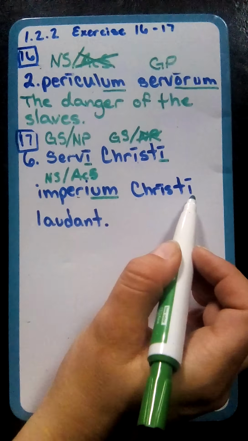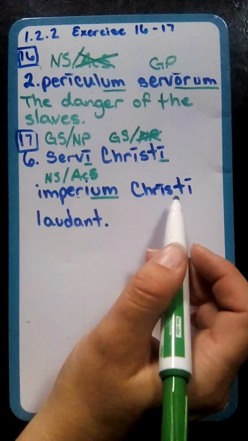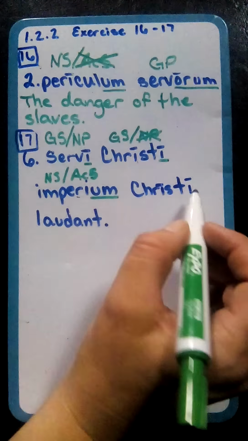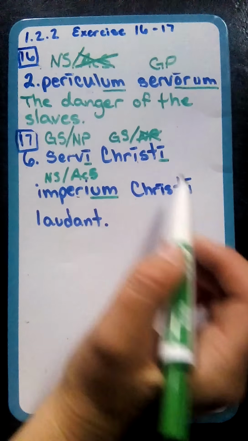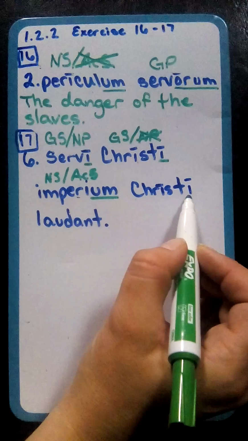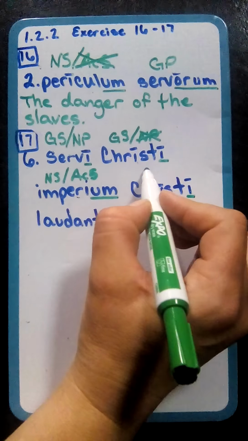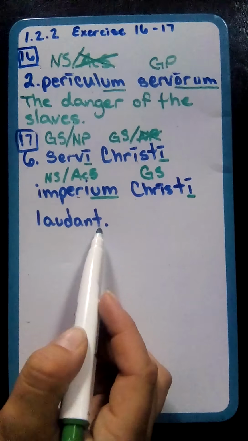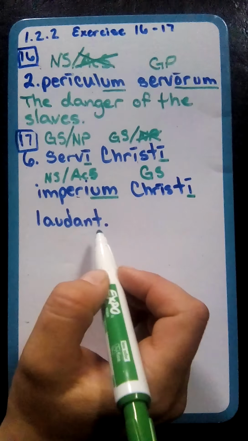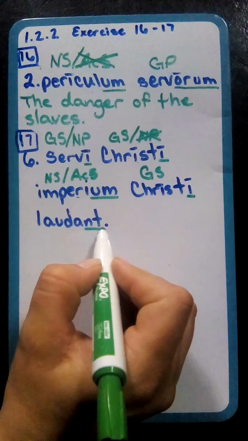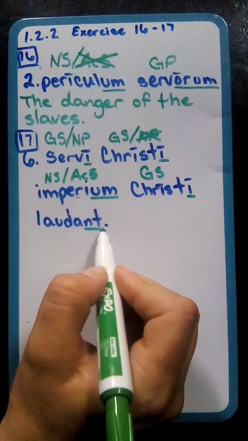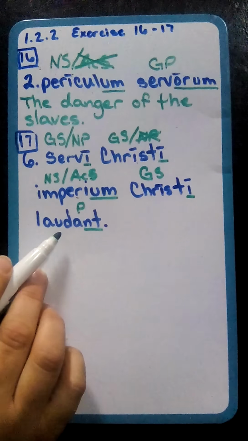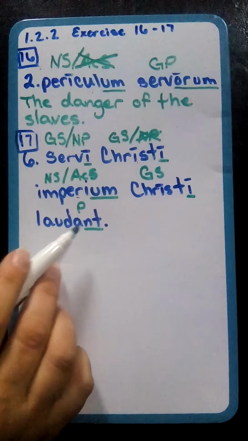Now we have Christi, which comes from Christus, Christi, us-i, just like we found out up there, from the second declension masculine. And we also saw that it cannot be the nominative plural, so we're going to write just genitive singular. Lastly we have laudant, and laudant is to praise. We look at the ending, and it has nt, which makes this plural. We know our verb has to agree with our subject in number.